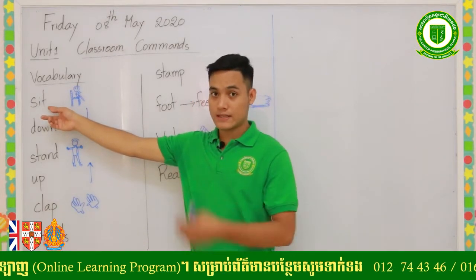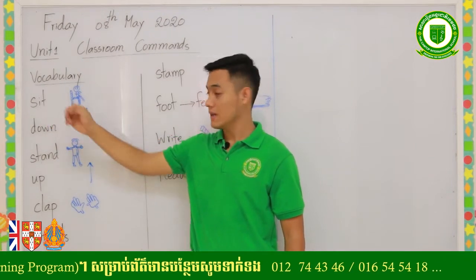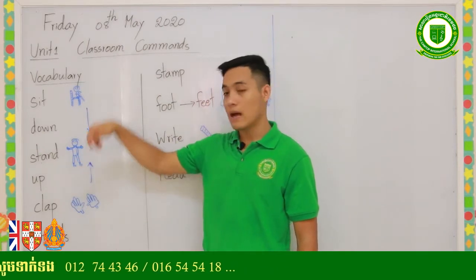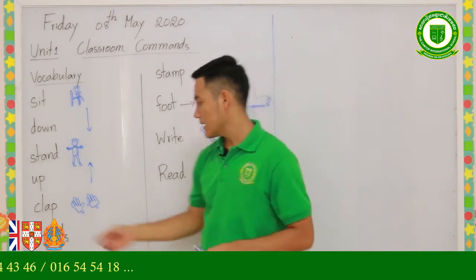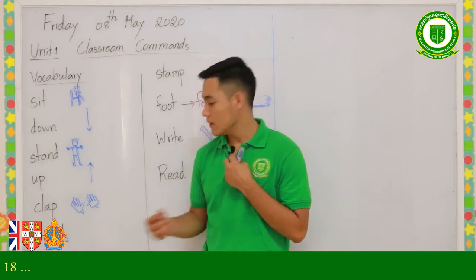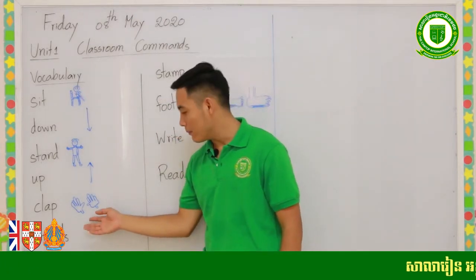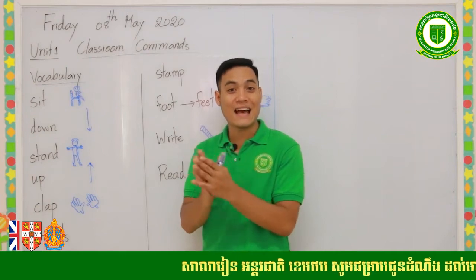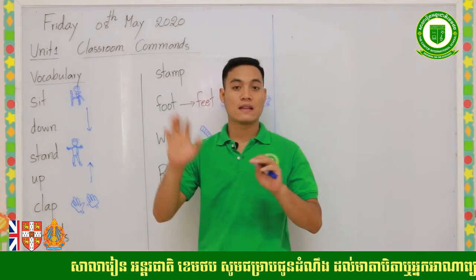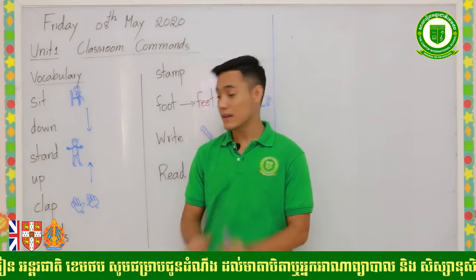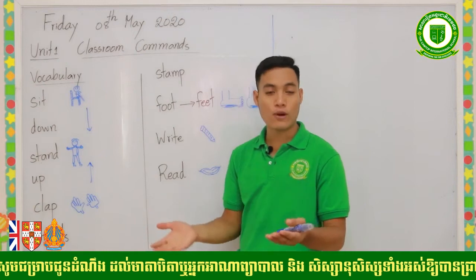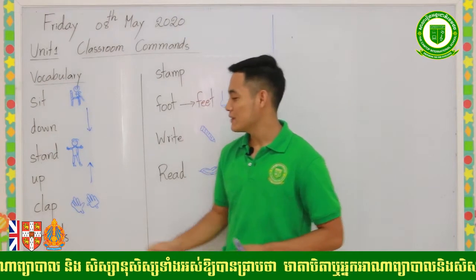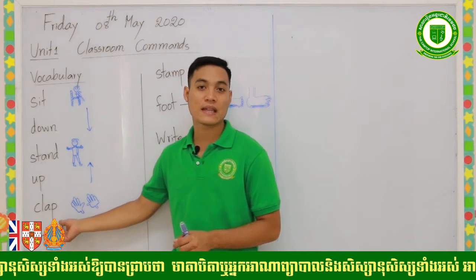Again, can you read this? Go together. Sit down, stand up. Okay, and over here is clap. You look at the picture of two hands. Why do I put the picture of two hands right here? Because when you clap, you need to use both hands, left and right. So this one is clap. Clap one time, one. Clap two times, one, two. Clap three times, one, two, three.